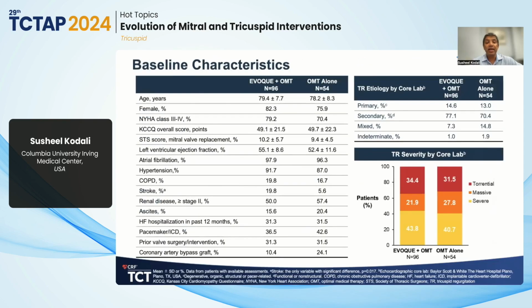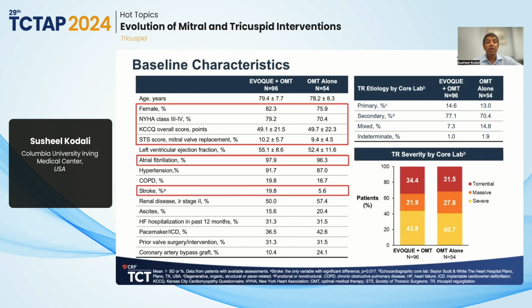Here is a look at the baseline characteristics. Mean age was around 79. Majority of patients were female. Mean KCCQ was less than 50, and all patients were either very high risk or inoperable for surgery. Nearly all patients had atrial fibrillation at baseline. The only difference in baseline characteristics between the two arms was stroke, which was higher in the Evoque arm. And importantly, more than 40% of patients had a pre-existing pacemaker at baseline. The majority of patients, nearly 3/4, had secondary TR, and more than 50% had massive or torrential TR at baseline.